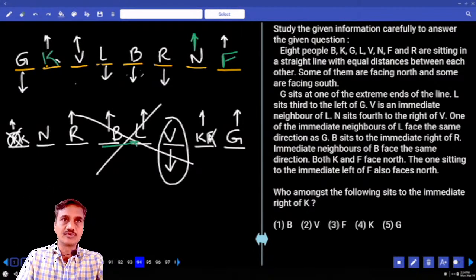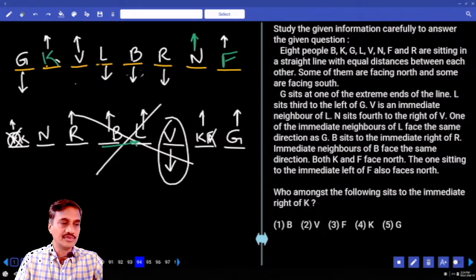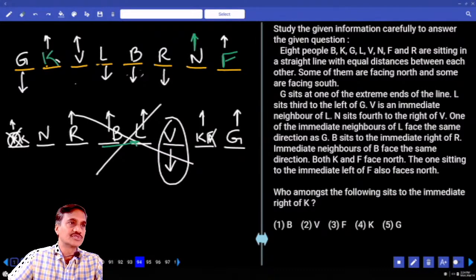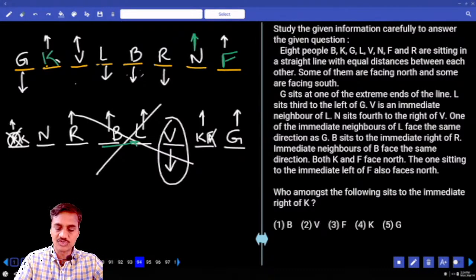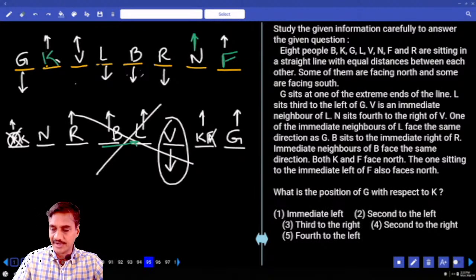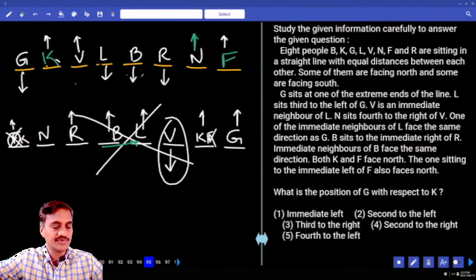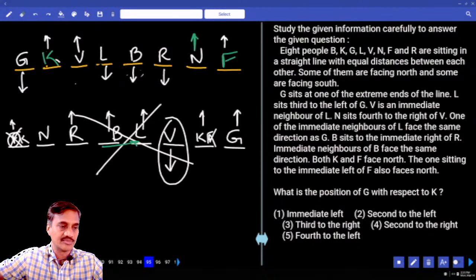Now coming to question number 94. Who among the following sits to the immediate right of K? K is facing towards north, so the immediate right is V. V is the choice to question number 94. 95, what is the position of G with respect to K? G with respect to K is to the immediate left. Immediate left, choice 1, question number 95.